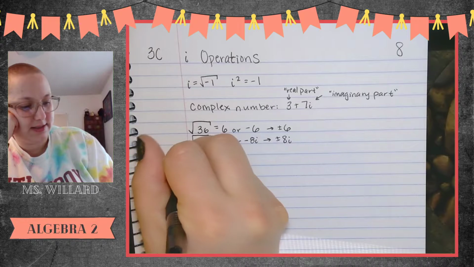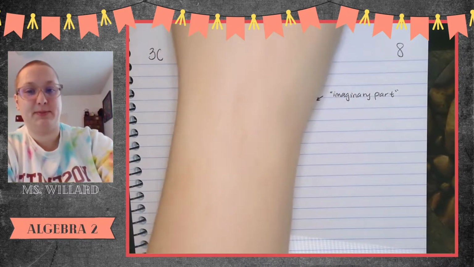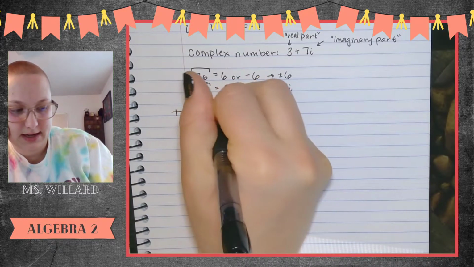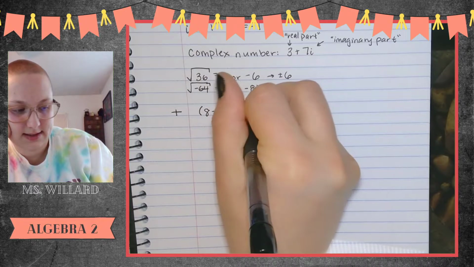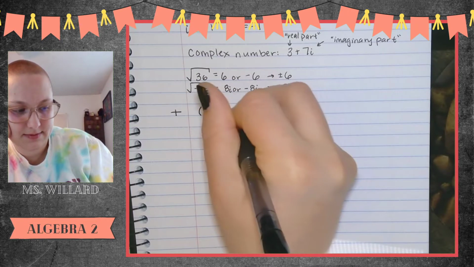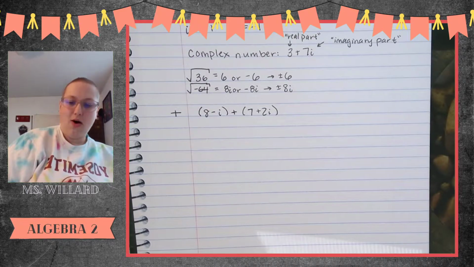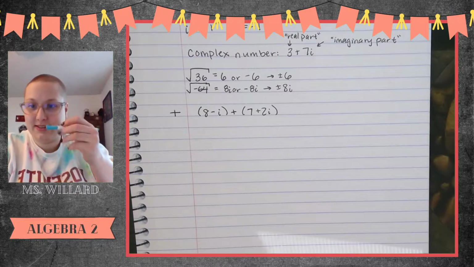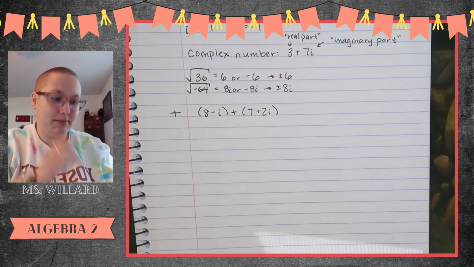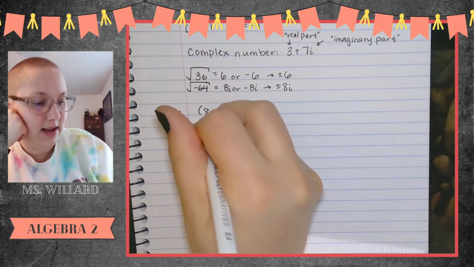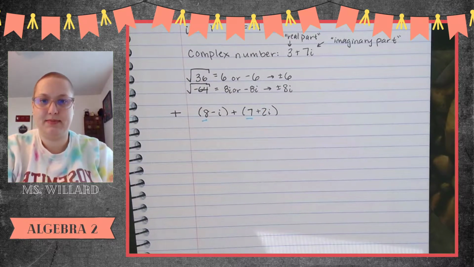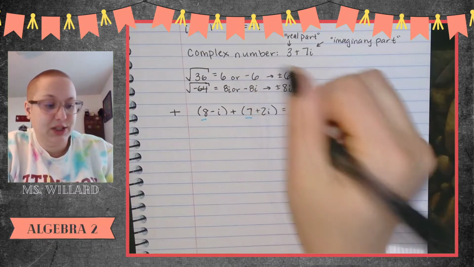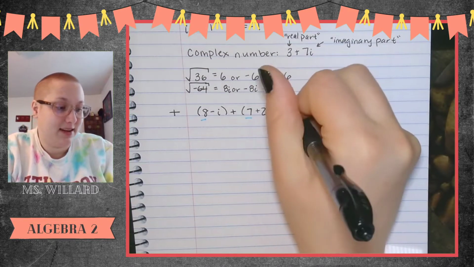All right, let's do some operations. This is arithmetic, so we're doing adding. So let's add two complex numbers together. Let's do 8 minus i plus 7 plus 2i. All we're going to do here is combine like terms. So I have this handy dandy blue pen here. I'm going to combine my like terms that are real. 8 is real and 7 is real. So I'm going to do 8 plus 7, which I know that 8 plus 8 would be 16. So if it's 8 plus 7, it's 15.